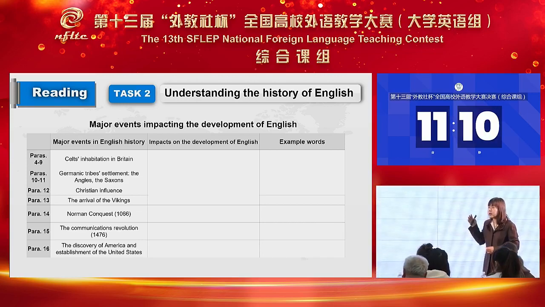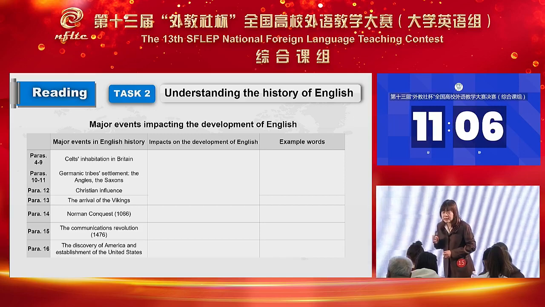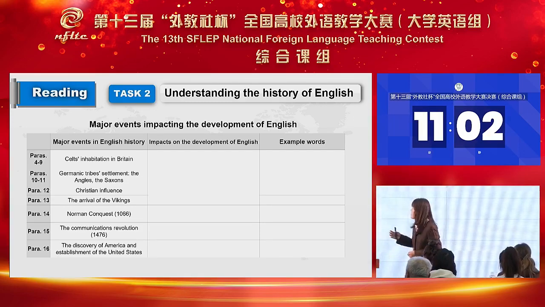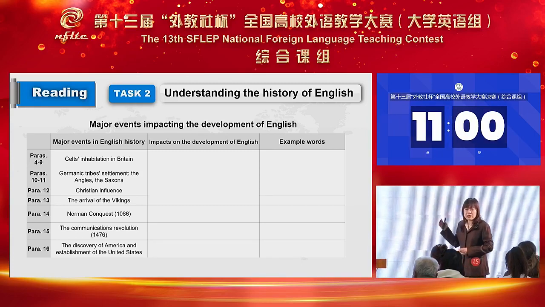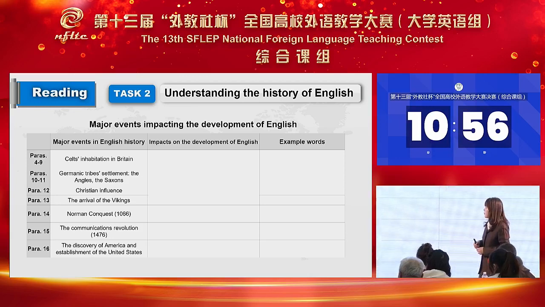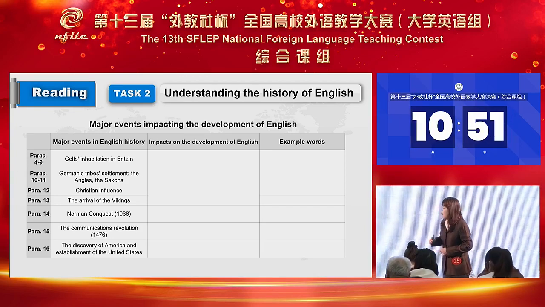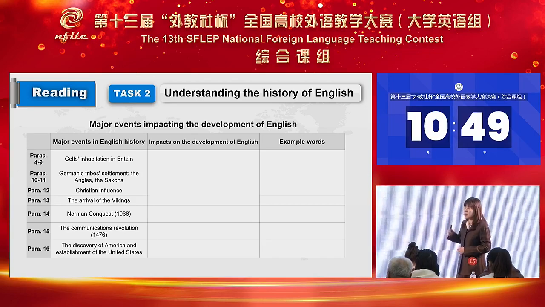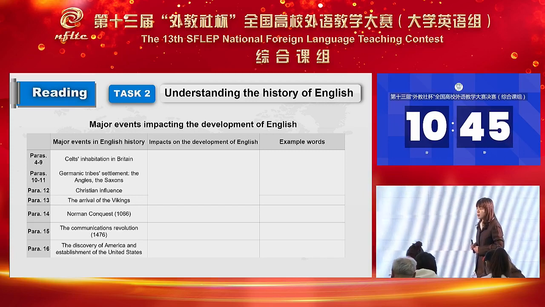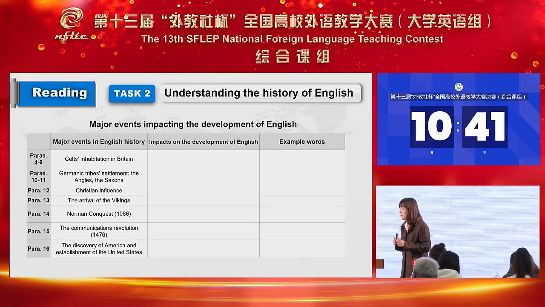Now I want you to continue reading. Let's go to paragraphs 4 to 16. Please read it and find out the information about the major events and their impacts. I've listed all the events on the left-hand side, and please work out the impacts of them and give 2 example words. I'll assign you to different tasks because we have limited time.